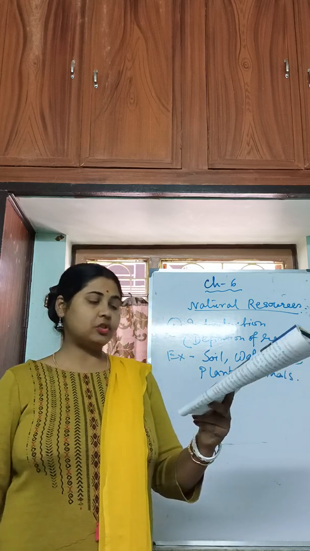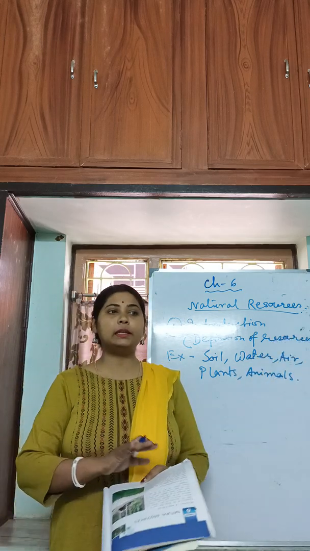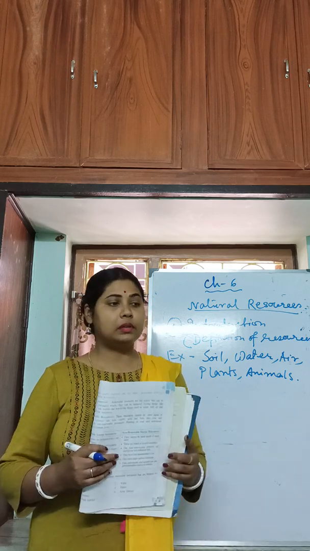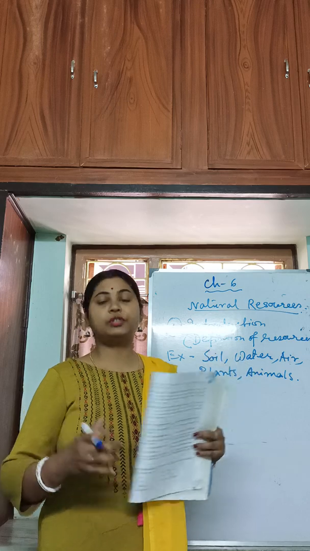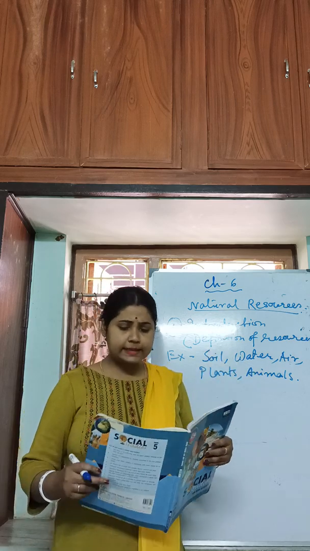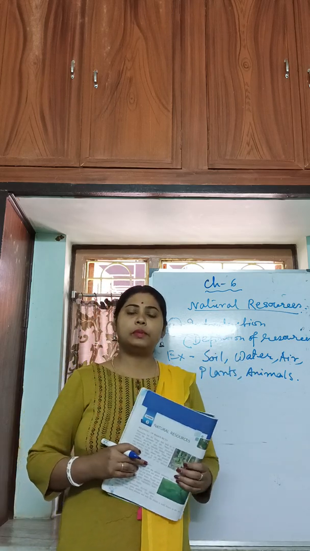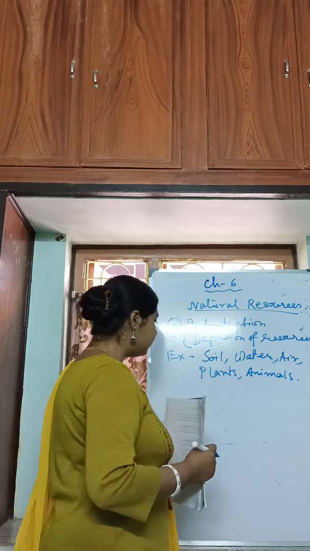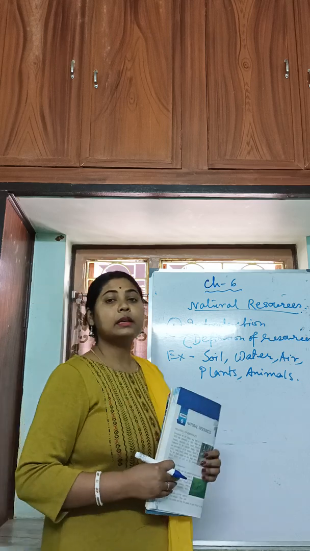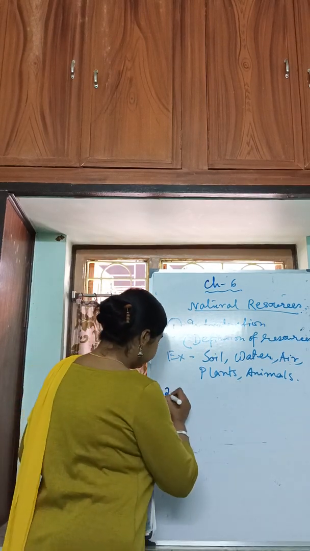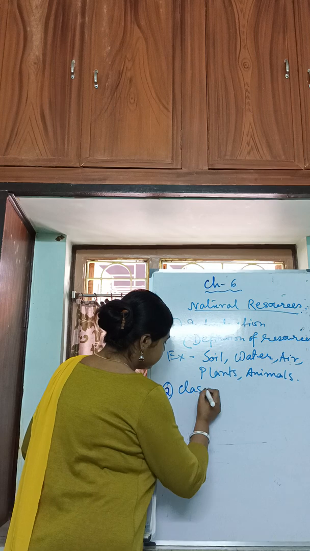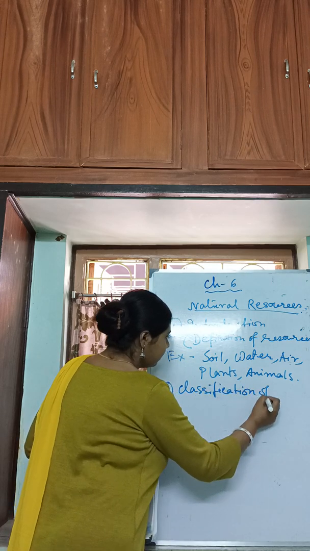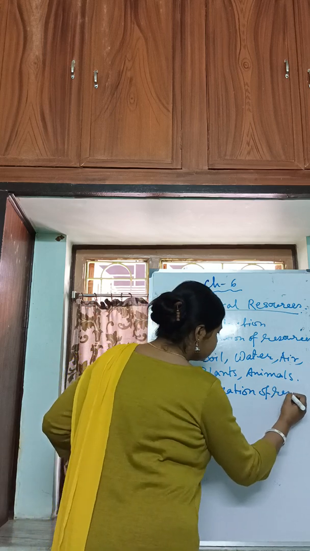They also protect the soil from erosion. We know if the land is covered by forest, then it will help prevent erosion. So forest and grasslands are definitely an important resource. The next thing we are coming to is the classification. Number 2, classification of resources.